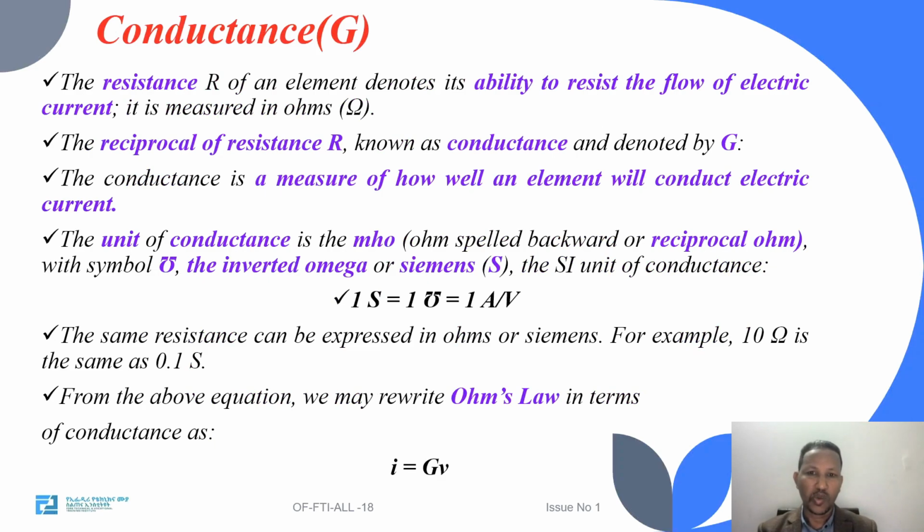We know that resistance is the opposite force for the flow of current. So it denotes an element's ability to resist the flow of electric current. It is measured in ohm. So the unit of resistance is ohm.